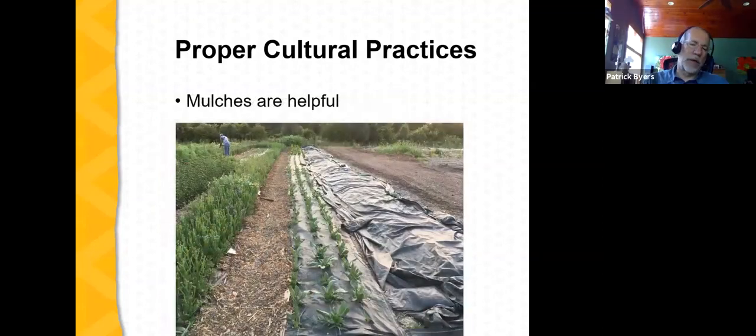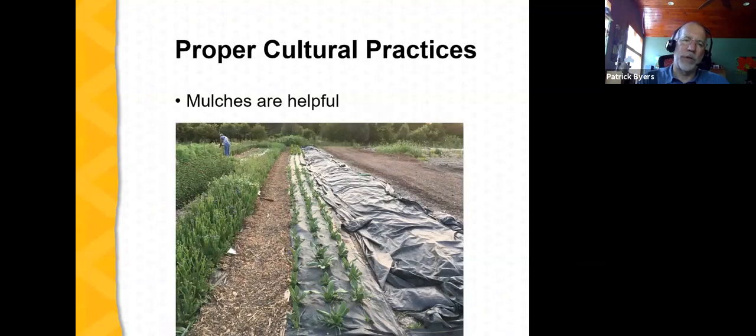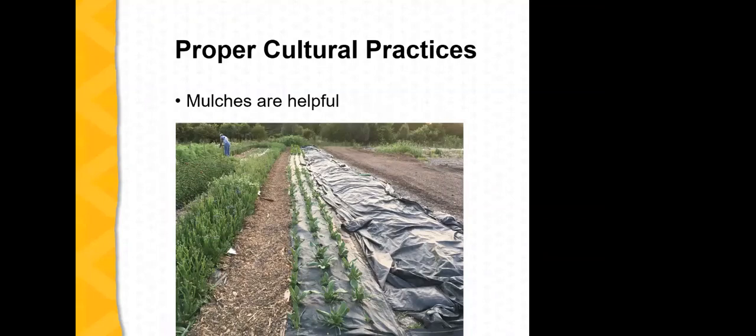Mulches, we touched on this already, why it can be helpful to have a barrier between the soil and the crop itself. And here we see examples of several different types of mulches. We see a plastic mulch, a woven barrier, landscape barrier, fabric mulch, and way over on the left side we see an organic mulch. In this case, it's bark chips being used.